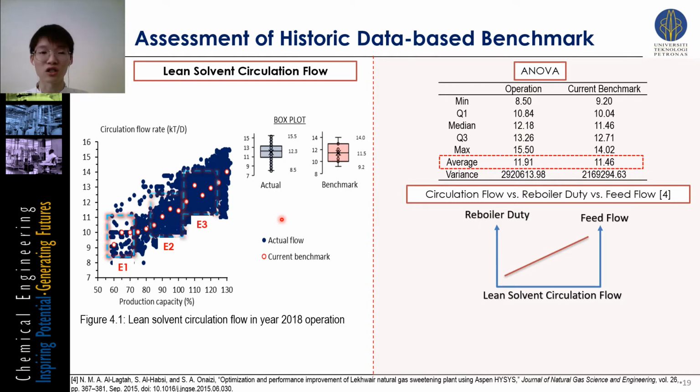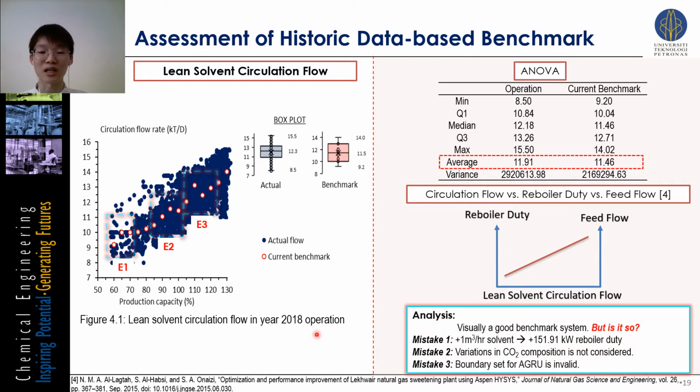Well, you might say that this is just a spike, it doesn't really matter. Well, make no mistake, it does matter, which leads to the first mistake of my analysis today. So for mistake 1 that I have determined from this current benchmark, 1 meter cube per hour of this solvent can actually lead to an increment of the reboiler duty of 151.91 kilowatt, which means that your steam flow will increase and your operation cost will increase at the same time. And of course, this is not the only mistake that I determined from this.